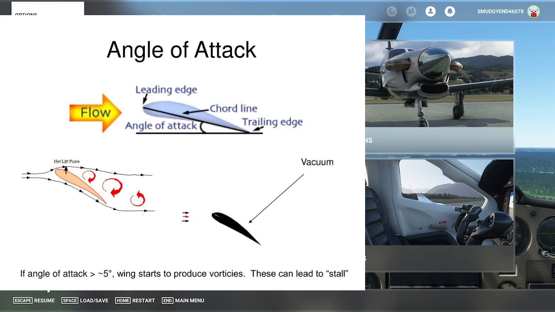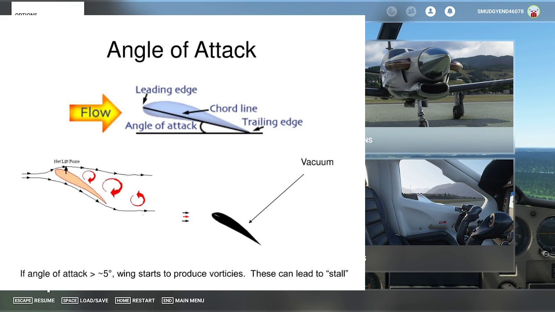That is called relative wind. It is relative to the direction that you're going through the wind. That relative wind is symbolized here by the yellow arrow with flow on it. So it's wind that's coming at you. Then if you look at the wing, there's a chord line, you see it there with the arrow. It's an imaginary line that runs from the leading edge of the wing to the trailing edge of the wing.